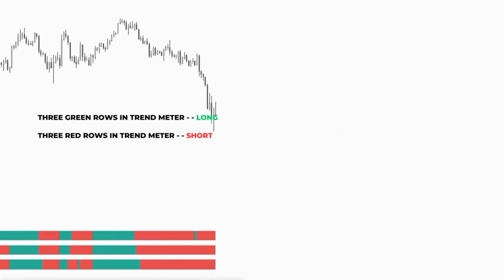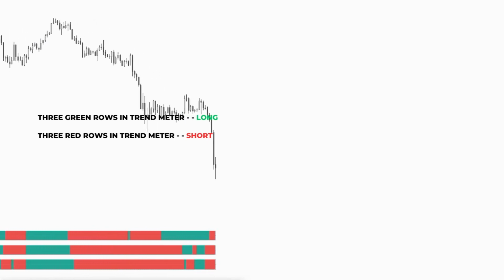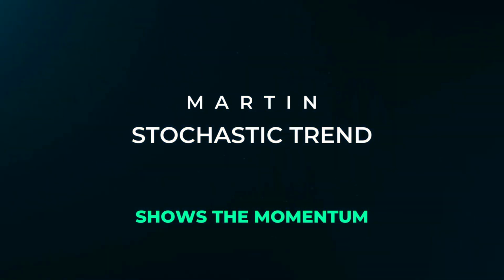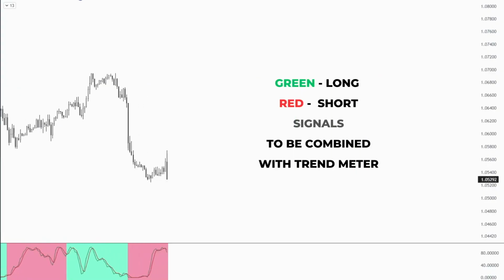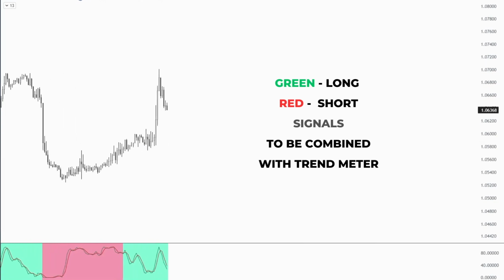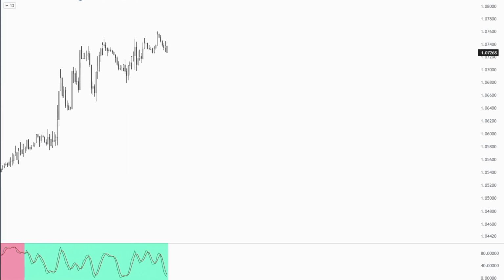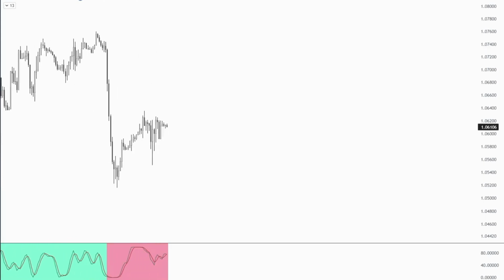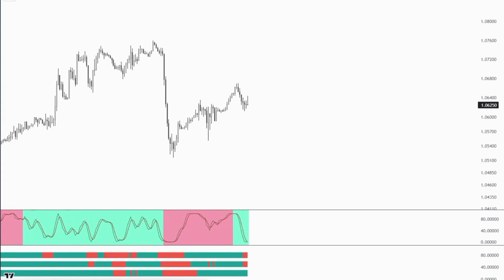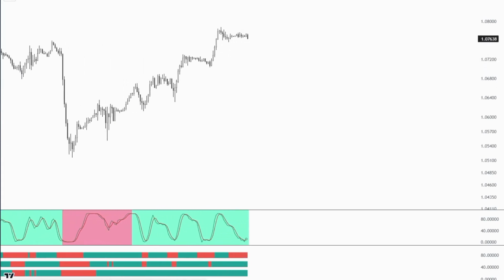We combine the strength of the trend meter with other indicators of the strategy to filter out the good signals and make profits. Let's see about Martin Stochastic Trend. Martin Stochastic Trend is coded to gauge the momentum of the asset and presents us a long or short signal. A green stochastic trend combined with 3 green trend meter is a valid long signal, and vice versa for a short signal. Whenever you take a long or short, these 2 indicators should be green for long and red for short.